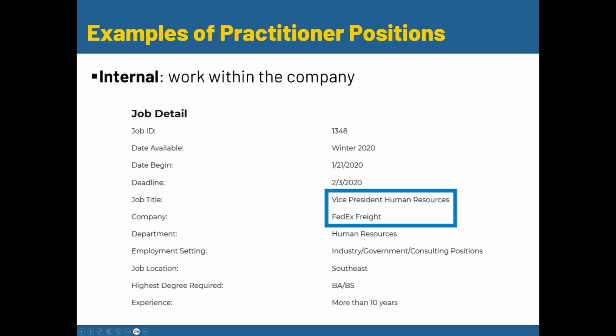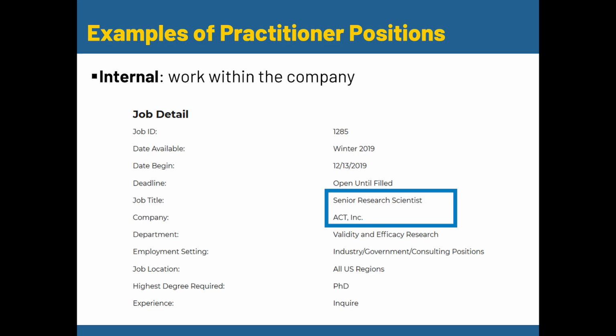Another example, this was at FedEx, Vice President of Human Resources. Many people with this background can certainly go into HR. It's not the only path that you'd have to go into. One more example, ACT, like the standardized test ACT, Senior Research Scientist. That connection might not be as obvious.